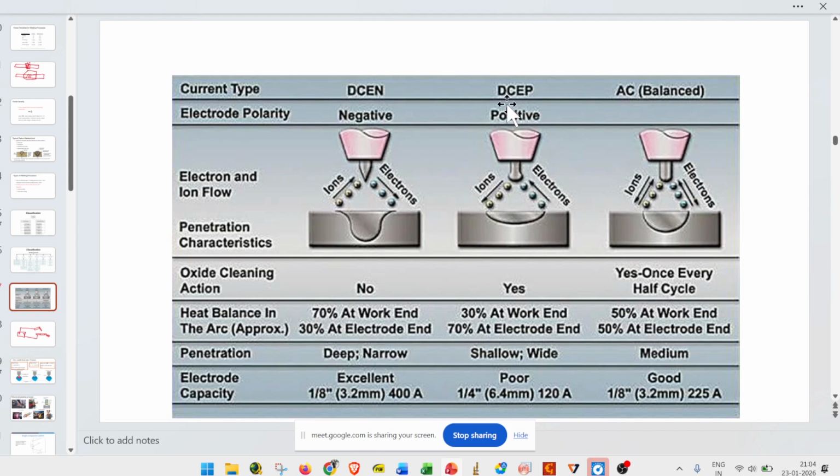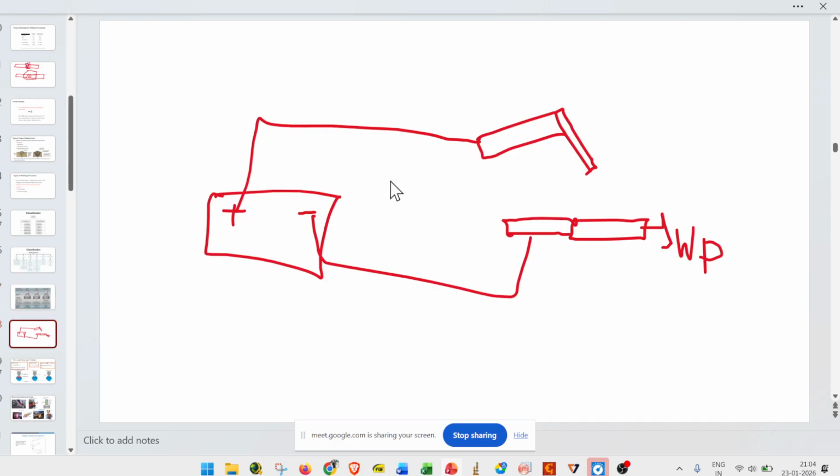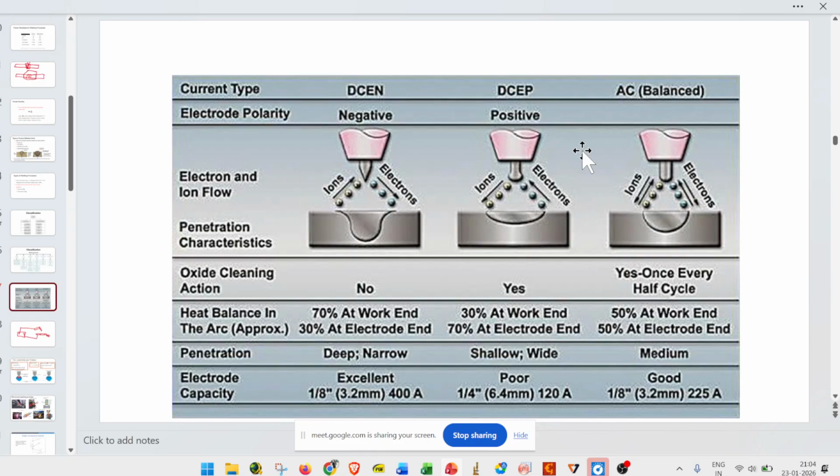Similarly, this is the DCEP configuration. Here the workpiece is negative and the electrode is positive. So electrons flow from the workpiece to the electrode. In this case, two-thirds of the heat will be generated at the electrode side, and one-third of the heat will be generated at the workpiece side.